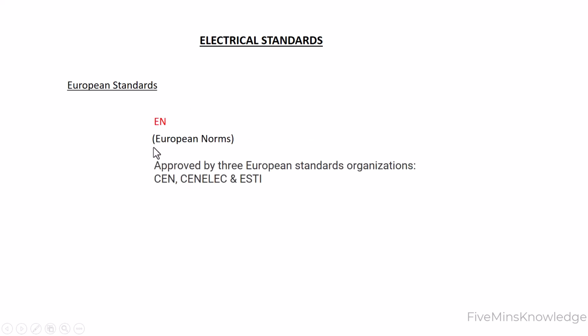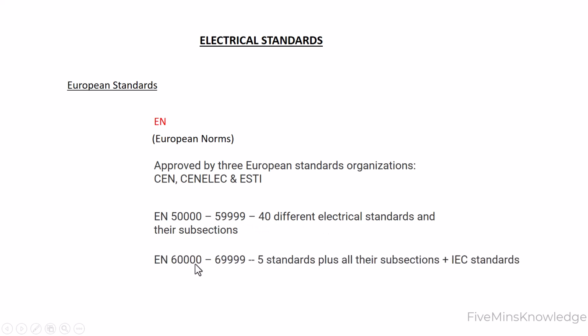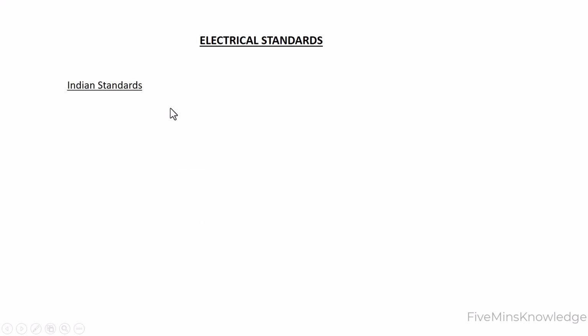These European Norms are created by three bodies: CEN, CENELEC, and ETSI. These three bodies mutually decided these norms for different industries and different applications. Normally from EN 50000 to 59099, there are four different electrical standards with their subsections, and from 60000 to 69999, there are five standards plus all the IEC international standards. So they have added some extra standards with the IEC to form these sections. So these are the European standards.